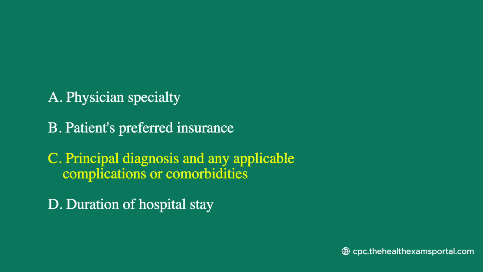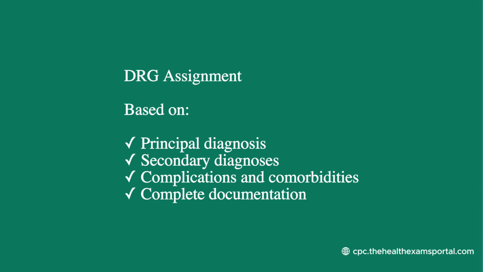The answer is C, principal diagnosis and any applicable complications or comorbidities. DRG assignment is primarily driven by the principal diagnosis along with any secondary diagnoses that qualify as complications or comorbidities. The diagnosis information documented in the patient's medical record determines the appropriate DRG classification. Accurate and complete documentation is essential because the conditions documented can affect the assigned DRG and the reimbursement associated with the hospital stay. Coders must carefully review the documentation to identify all reportable conditions that impact DRG assignment. Now let's look at why the other options are incorrect.